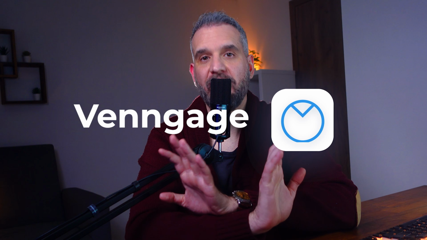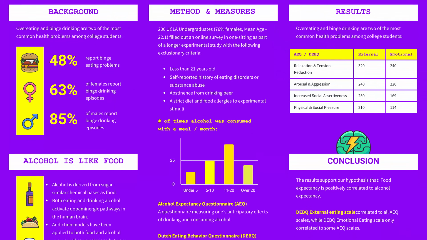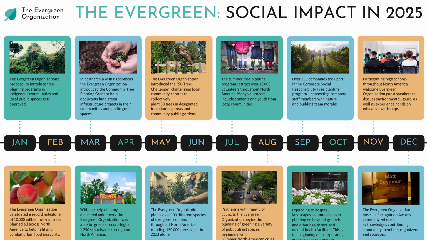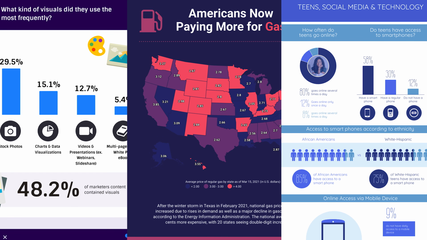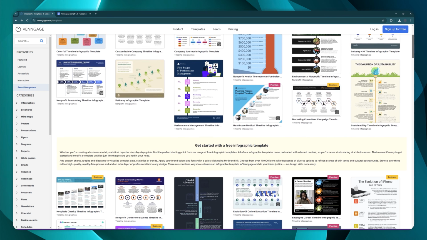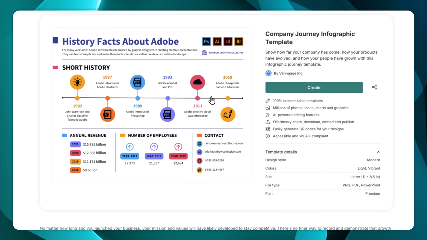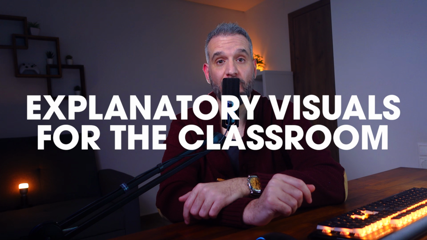The tool you saw in the introduction is Venngage. With Venngage, you can create any infographic you desire, from timelines and posters to mind maps and charts that will impress your friends, clients, or even your students. While it's not exclusively for educators, it's a great way to design explanatory visuals for your classroom. Let me show you how it works.